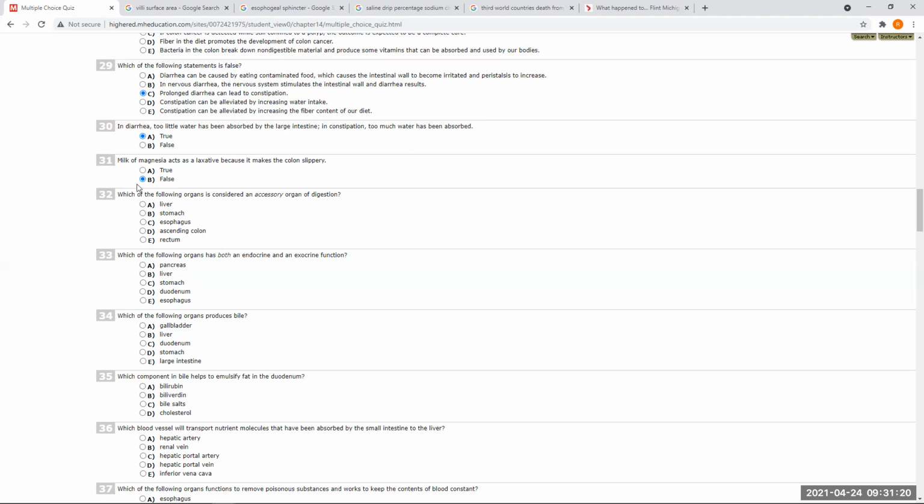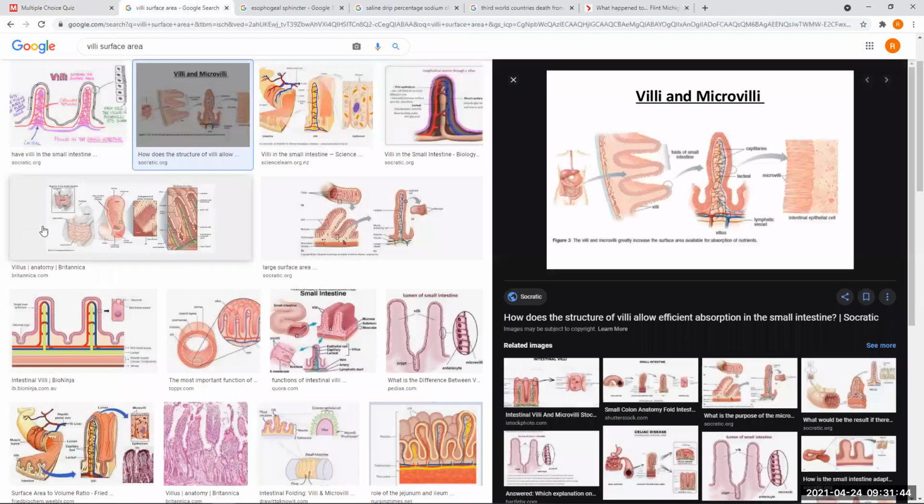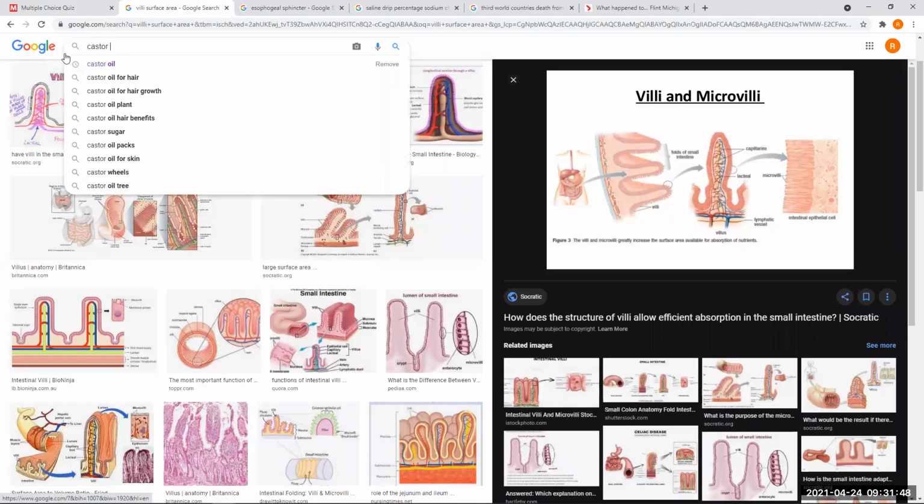So it does not, because milk of magnesia doesn't actually make the colon slippery. What would make the colon slippery is something with oil in it. So what would they normally give you, back in the day? Something with oil in it. Castor oil. Yeah, some people mightn't be familiar with them, right? But had castor oil.